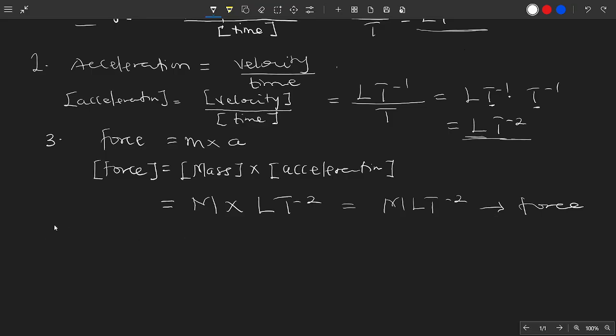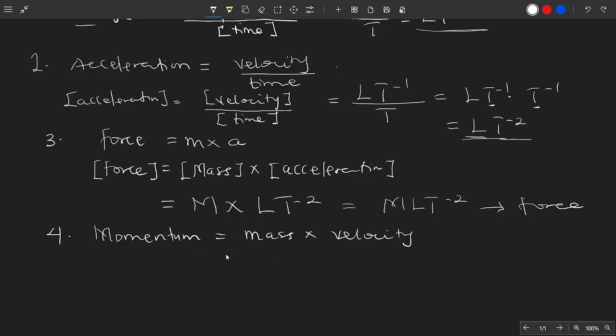Now, let's talk about the next one. Let's say we want to find the dimension of momentum. And we know that momentum is given by mass times velocity. Now let's see.